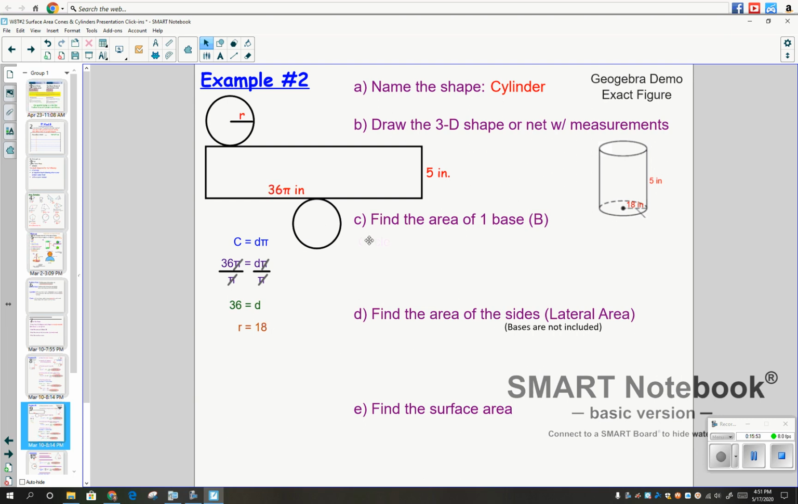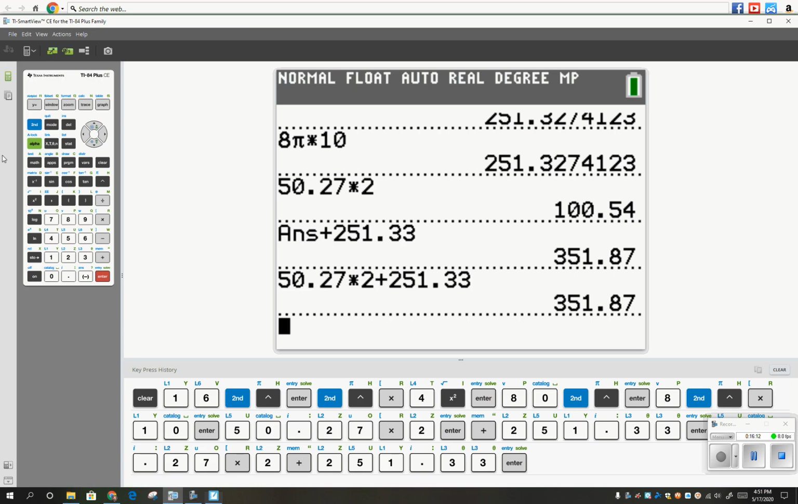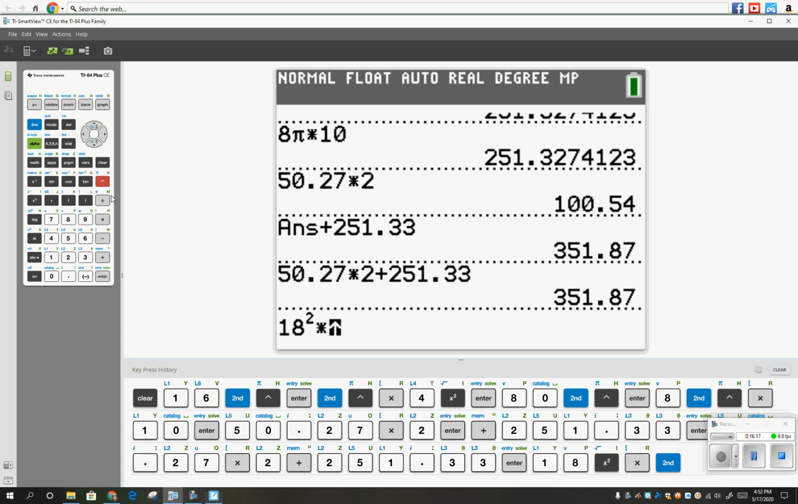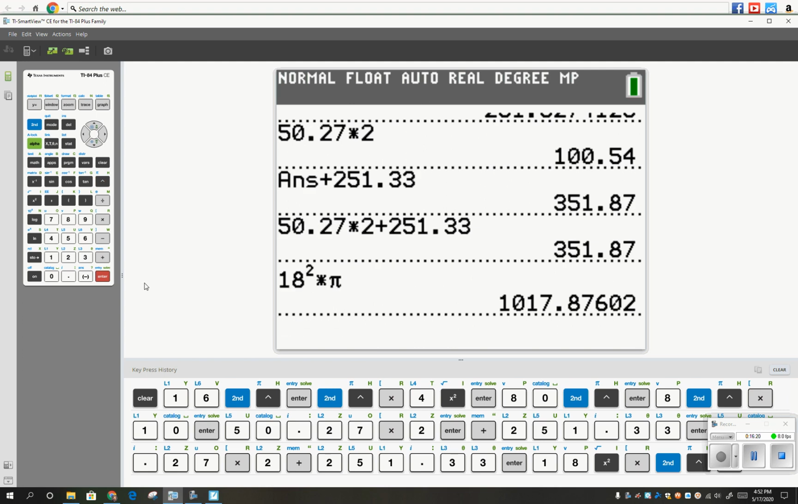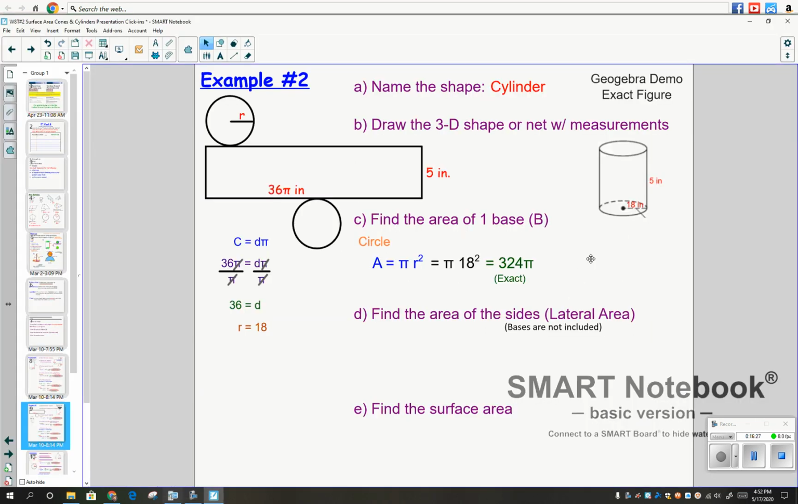So finding the area of the base, the circle. Area of a circle is pi r squared. What's the radius? 18. We just found it. So it's pi times 18 squared. If I want to find the exact, I'm going to just take 18 and square it to get 324 pi. Or I can do 18 squared times pi to get the decimal approximation of 1017.876, which rounds to 1017.88 to the nearest hundredth.